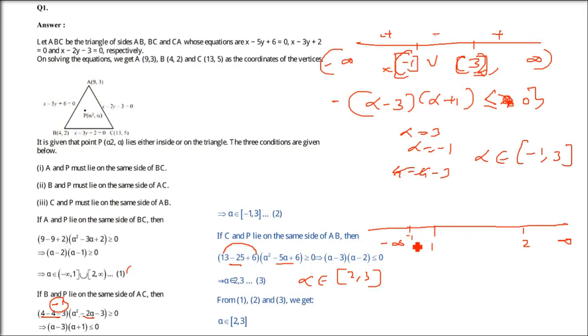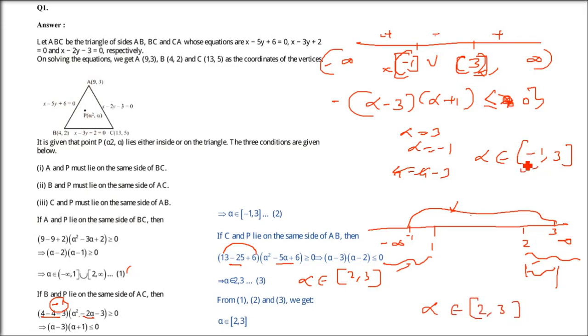So the second thing is -1 to 3. And the third condition is 2 and 3, so between 2 and 3. So this is the third one. If you see, the common area of all these three solutions is only 2 to 3. Only these three lines are being seen at 2 and 3. So alpha belongs to 2 and 3. This is the solution.